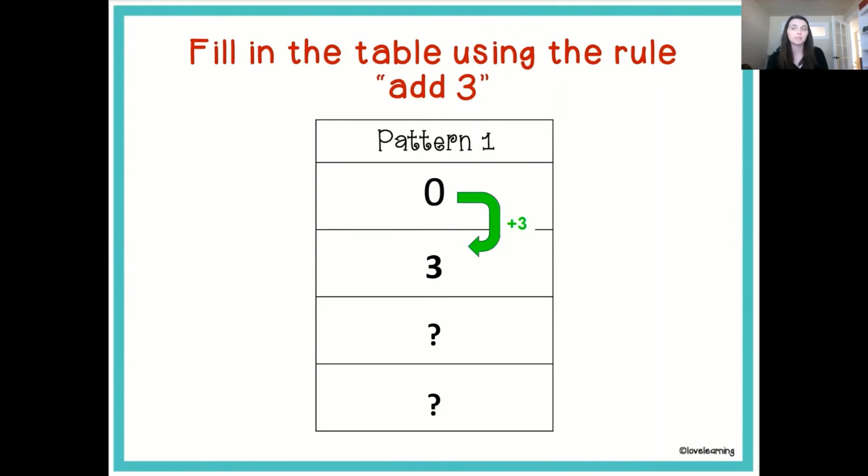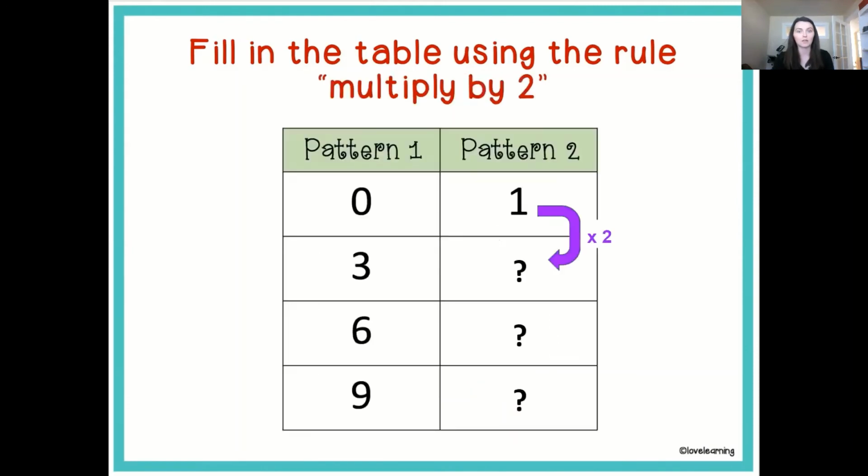0 plus 3 is 3. Then you're going to do 3 plus 3, and that is 6. And then you're going to do 6 plus 3, and that is 9. All right, so we have filled in the table using our add 3 rule. All righty. Now we're going to fill in the table using the multiply by 2 rule.